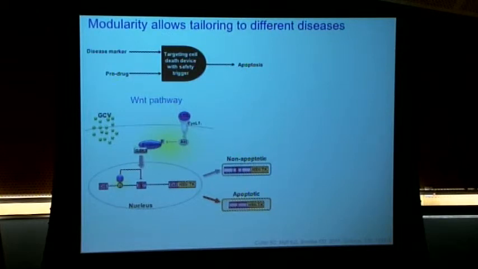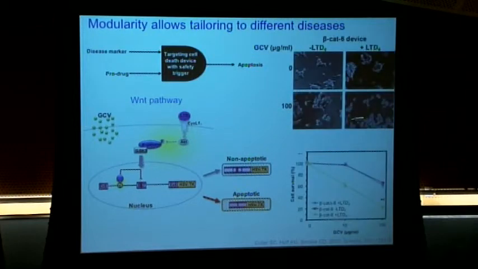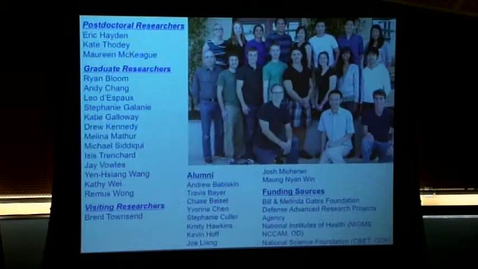Similarly, because we have modularity, we can take that same cell suicide system and replace the aptamer to NF-kappa B with an aptamer for a component in the Wnt signaling pathway, beta-catenin. We could show that it responds similarly, inducing cell death when you induce signaling through the Wnt pathway and also have ganciclovir present. And again, you see the quantification here.